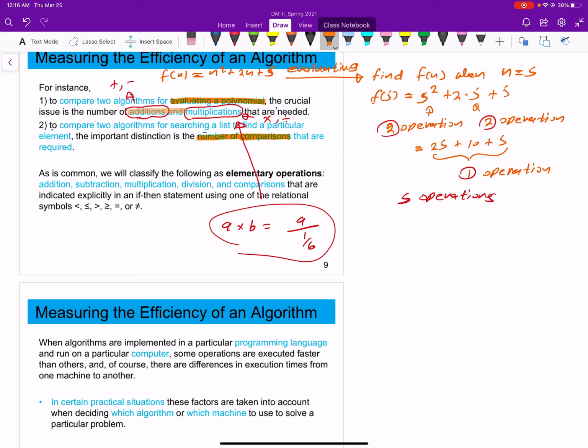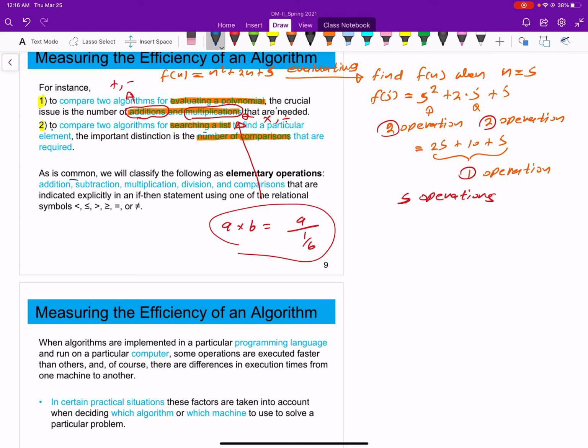Here it is addition and multiplication. If you compare two algorithms, searching a list is actually computing how many comparisons there are. Okay, you understand the first point and second point now. Let's move to the next part.